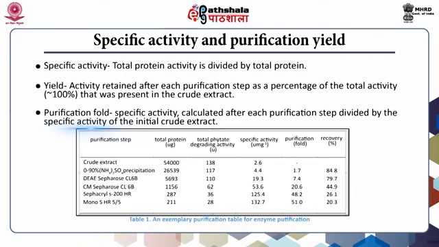Purification fold. It is an index of how much the specific activity of the target protein has increased in comparison to the initial specific activity when the target protein was present in the crude extract. It is obtained by dividing the specific activity by the specific activity of the initial crude extract. It has no unit. The higher the purification fold, the greater is the extent of protein purification that has been achieved. An efficient and good purification scheme should take into consideration both the purification fold as well as the yield.